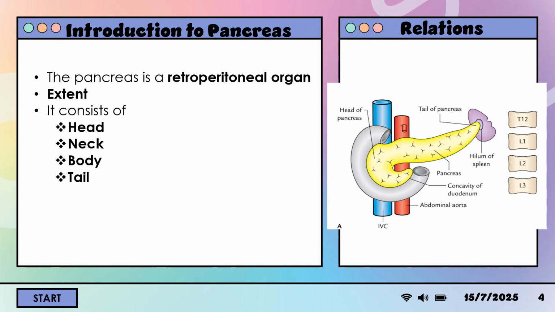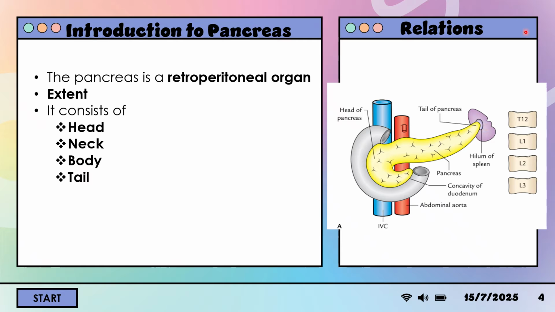So let's see the pancreas and its parts. First is the head. The head is located within the concavity of the duodenum, and then comes the neck part. As you can see from the pointer, this is the head part and the constricted portion is the neck part. Then the body part, which forms the major bulk of the gland, and this is the tail part. The tail part will be related to the hilum of the spleen.